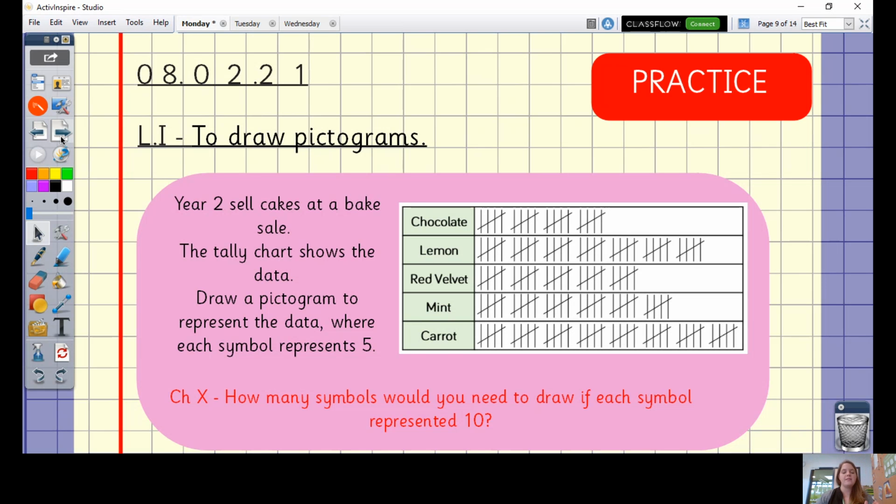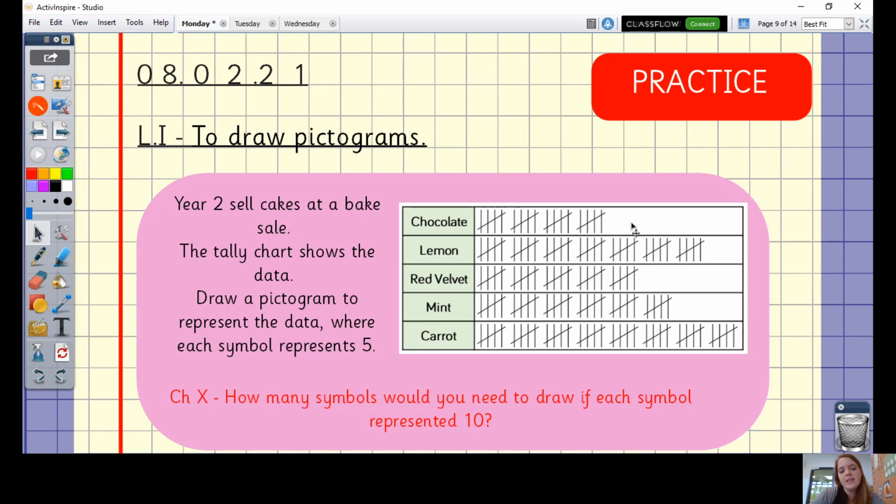Remember, you need your cakes down the left-hand side to show all of those different flavours. And then you need to choose a symbol to represent your cakes. That might be a circle, a square. You might want to draw a very simple cake outline to represent each of those cakes. So look at the flavours, fill in the information, and then draw out your pictogram.